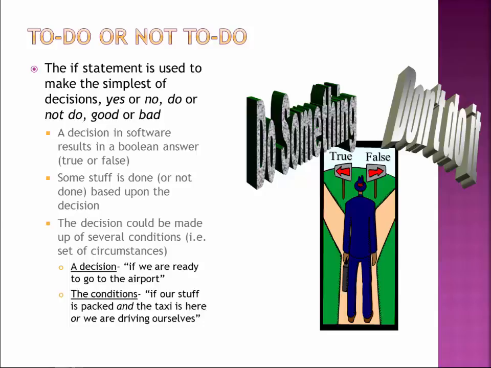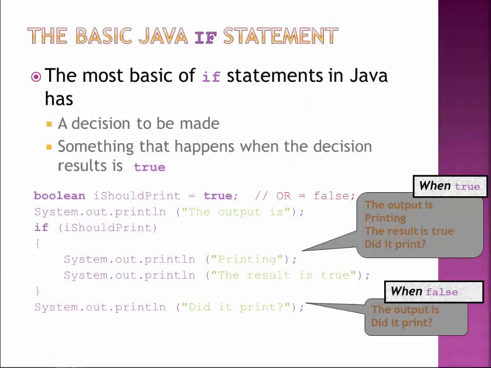So we can have a decision such as whether we are ready to go to the airport. Yes or no? Are you ready or not? Or I can break that down into conditions that mean the same thing: if our stuff is packed and the taxi is here, or we are driving ourselves. So that's a series of questions that say, are you ready to go to the airport or not? That's the foundation of the if statement.